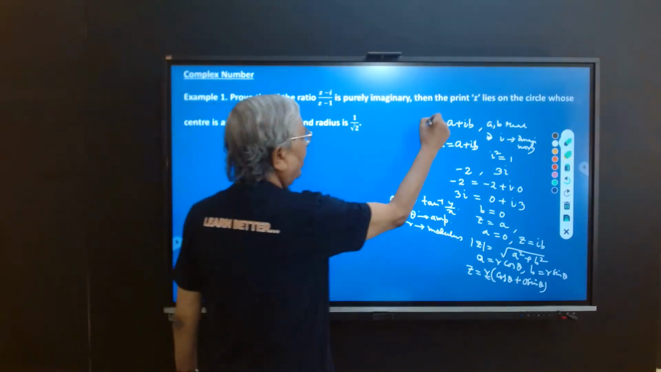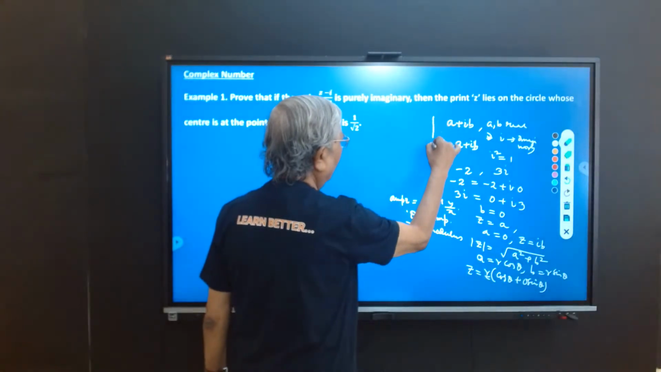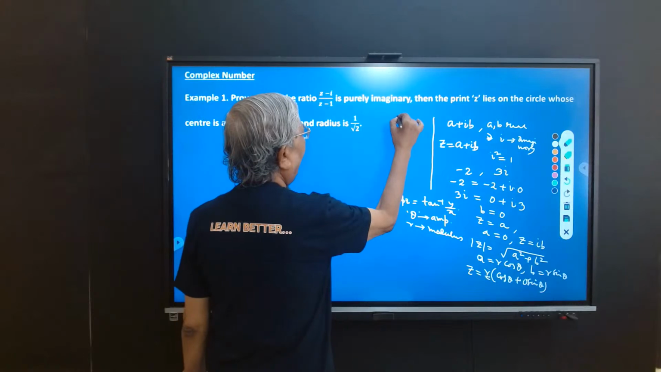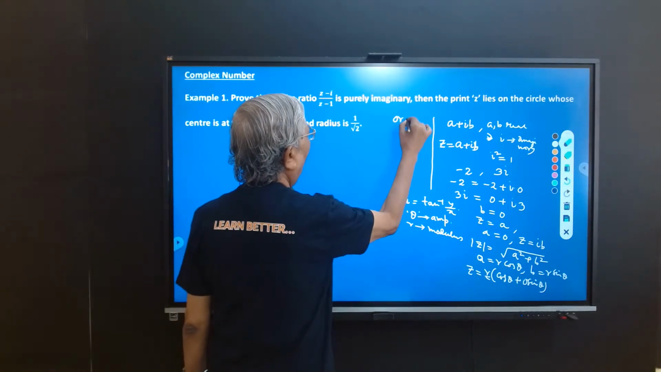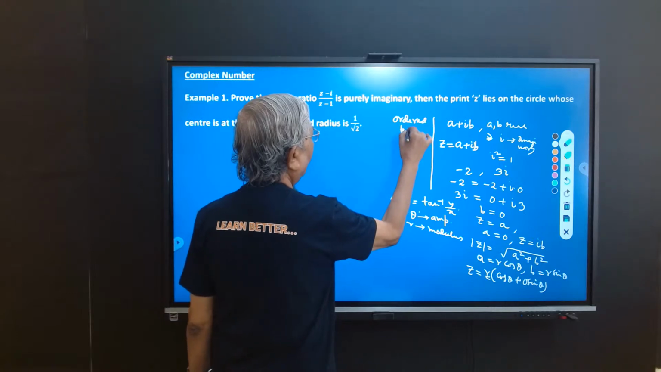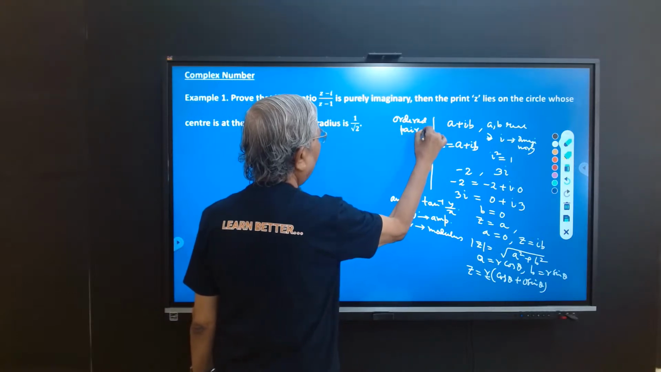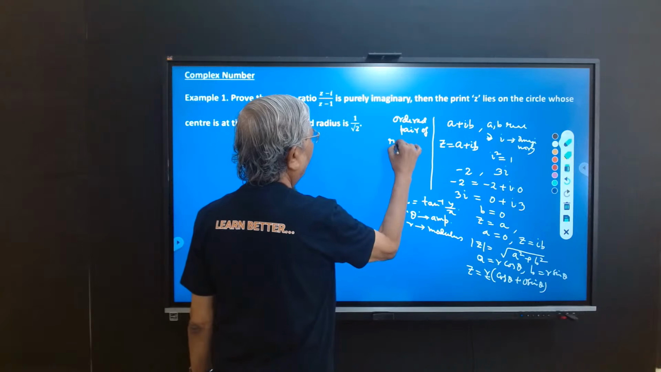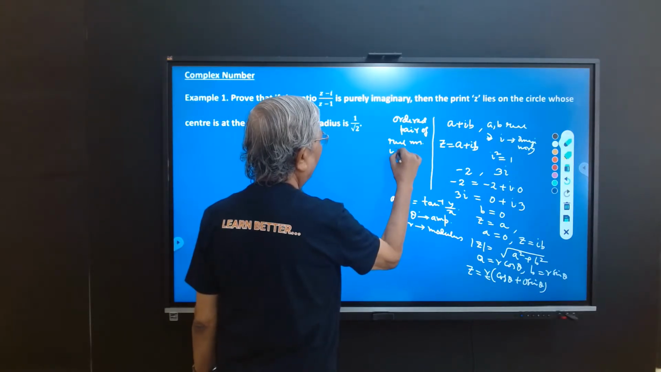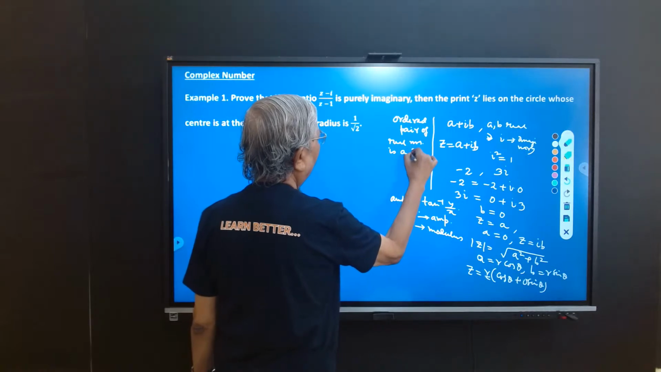Now another modern definition of the complex number is: an ordered pair of real numbers is a complex number.